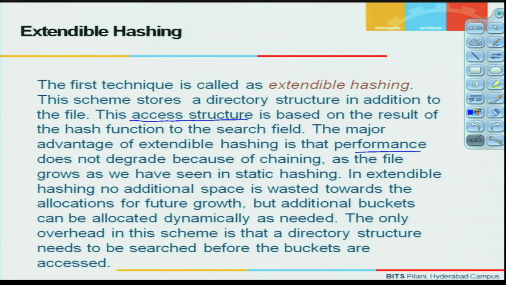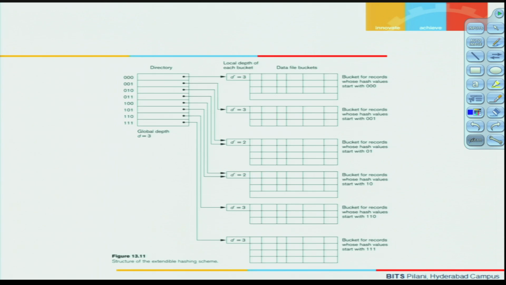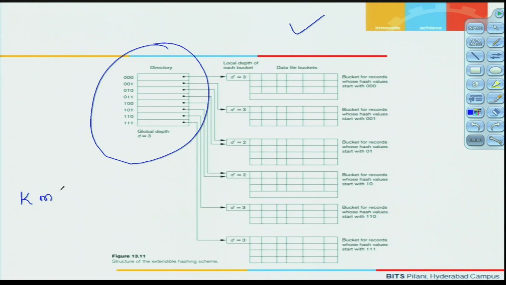We will have a look at the diagram which gives us a clear picture about this. This is called the directory structure, and these are the actual data file buckets or data blocks. Suppose we assume there is a hash function, k mod 10. If I insert a record with key 24, what is the result of this? 4. What is the binary equivalent of this? 0100. So this is called the hash value.